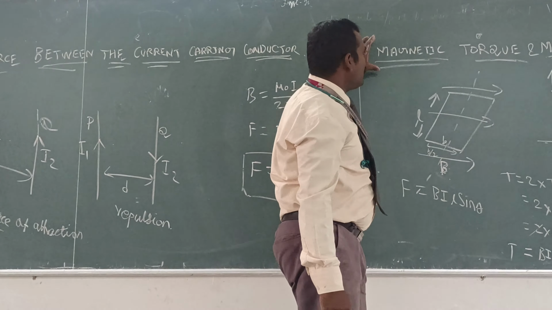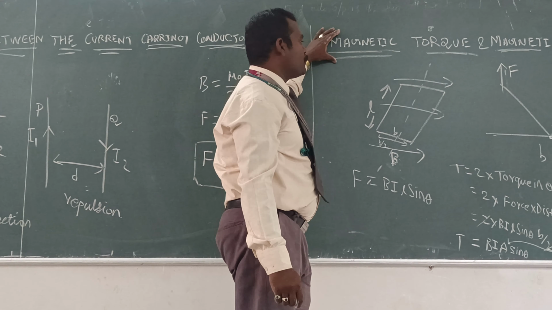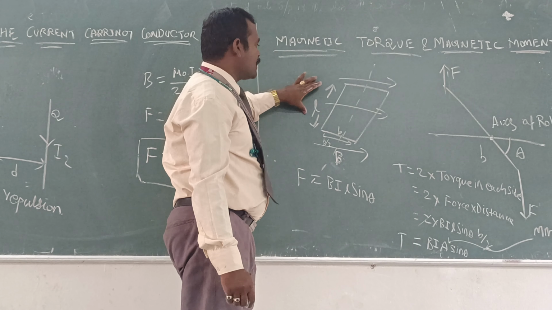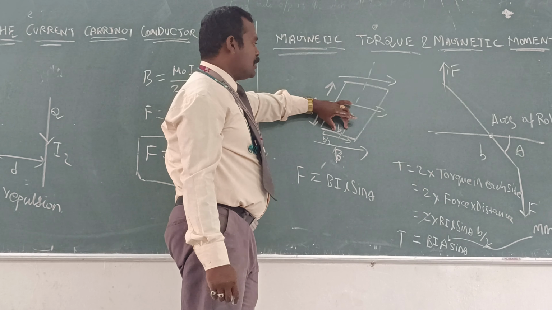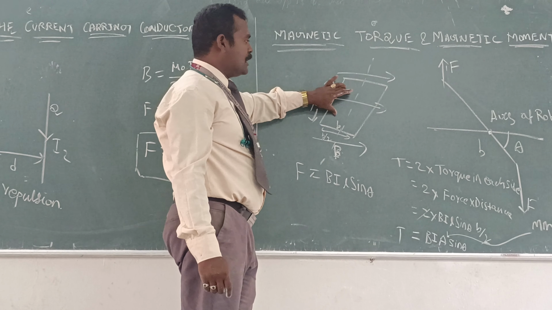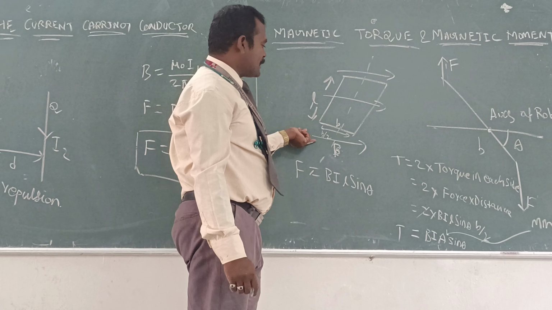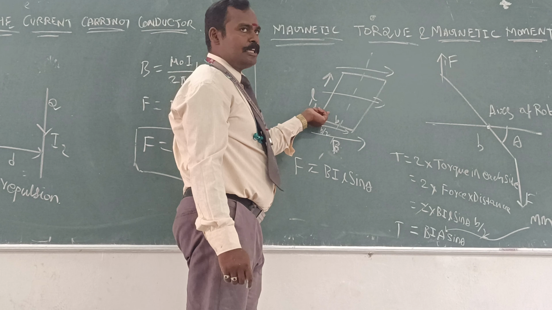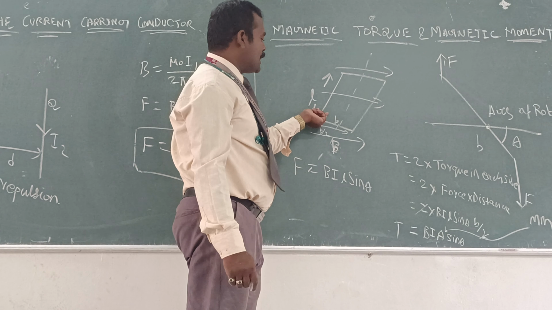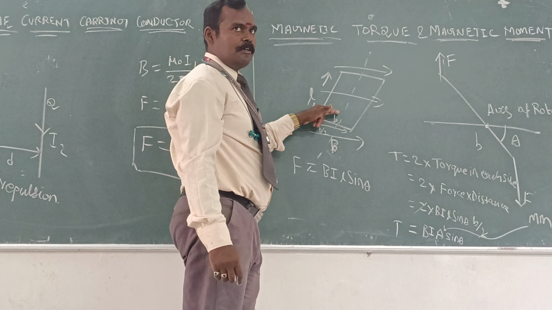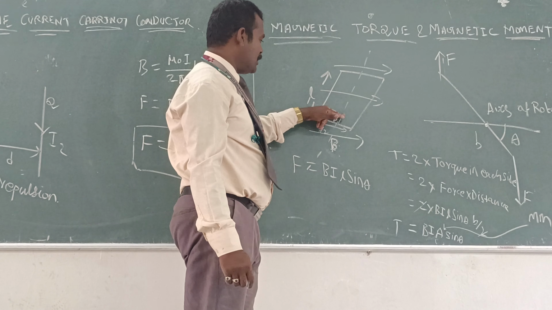Okay, now another topic, the magnetic torque and magnetic moment. You can consider a rectangular loop of conductor with length L and breadth B. If you place the rectangular loop conductor in a magnetic field, in the direction of the flux density, the conductor has some EMF induced. Here also poles are formed, so it will try to rotate in the field. That is the rotating magnetic field.